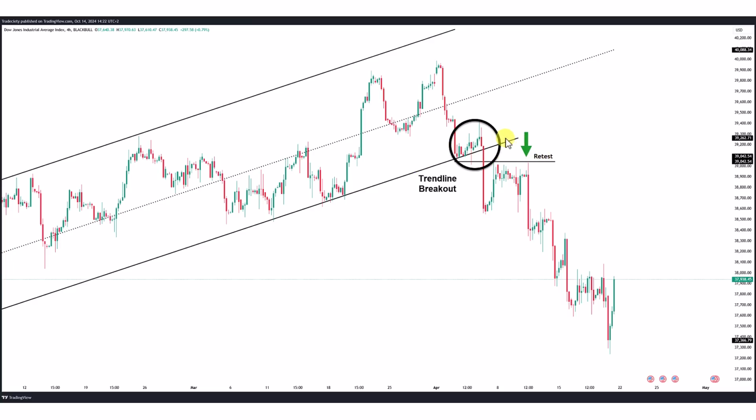So you have the trend line breakout. On the breakout, we are creating another swing low. The market is retesting it once, retesting it twice, and then selling off into a new trend direction.